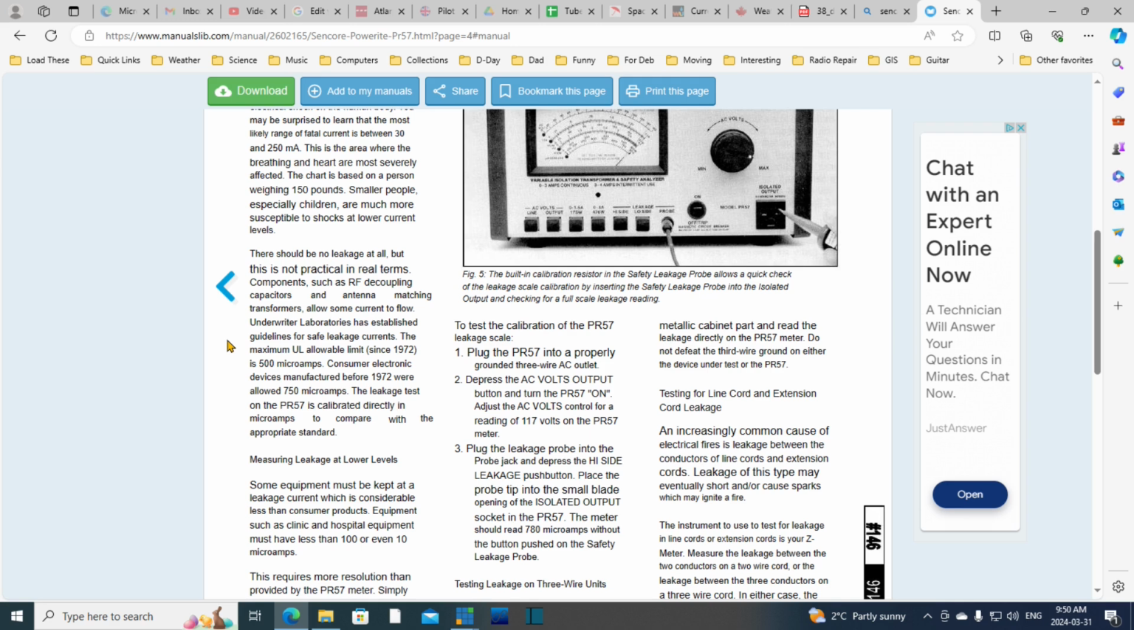Underwriter Laboratories has established guidelines for safe leakage currents. The maximum Underwriter Laboratories allowable limit since 1972 is 500 microamps.